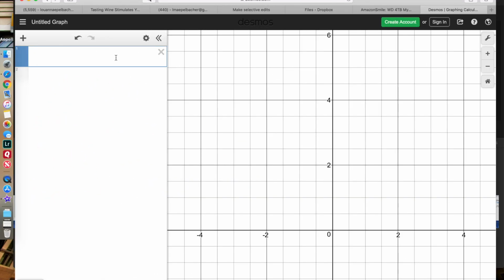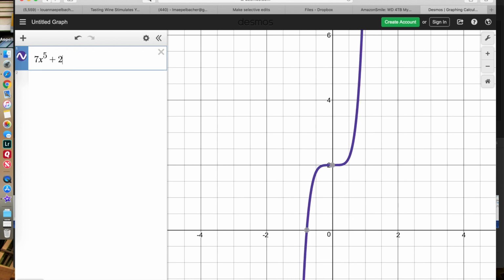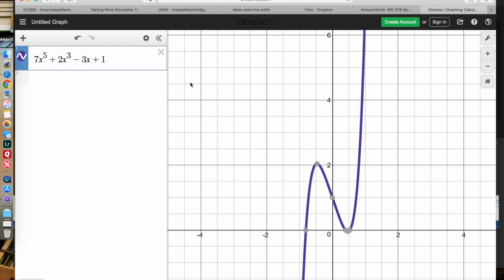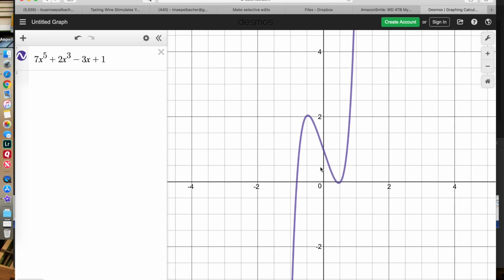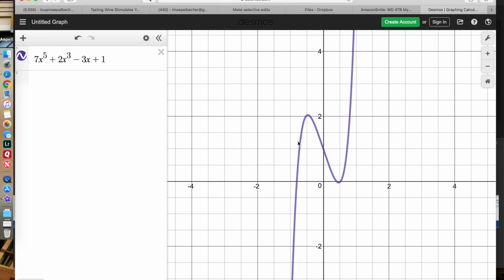This will be the graph for number 9d, 7x to the 5th, and then plus 2x to the 3rd, minus 3x, and plus 1. And it's that plus 1 at the end that shifts the whole entire graph up. Although it looks like it has point symmetry here, in order for the graph to be odd, it has to have point symmetry about the origin, and it definitely does not have rotational symmetry or point symmetry about the origin. It also doesn't look like it has reflection symmetry across the y-axis, so this is probably not an odd or an even function.